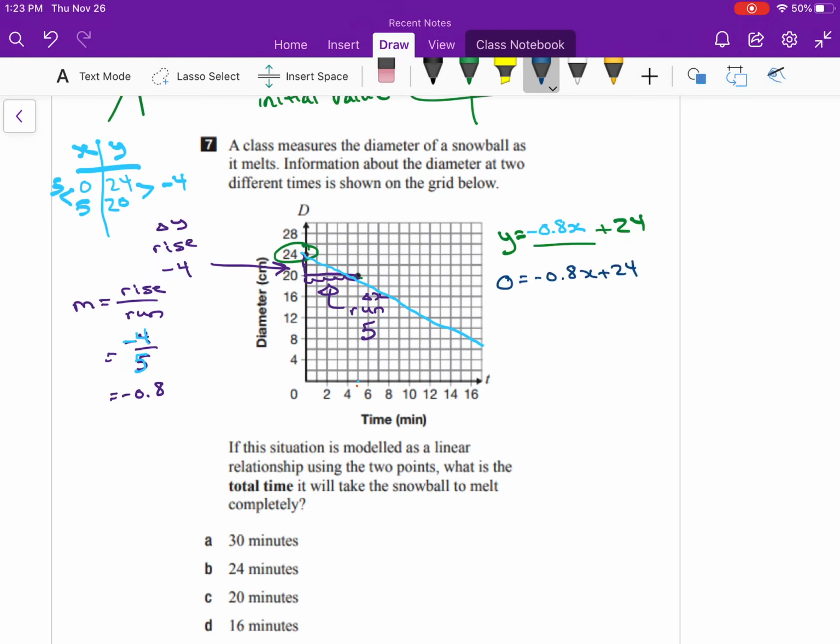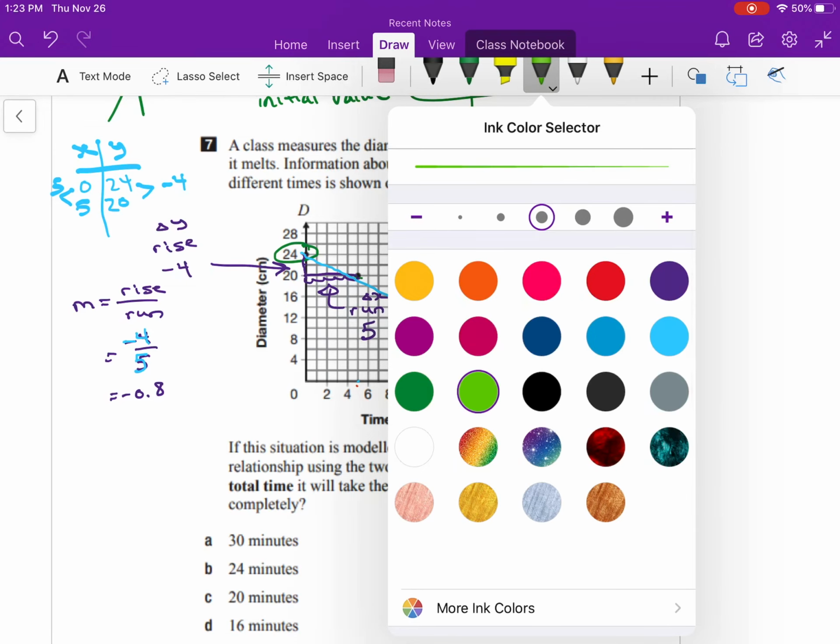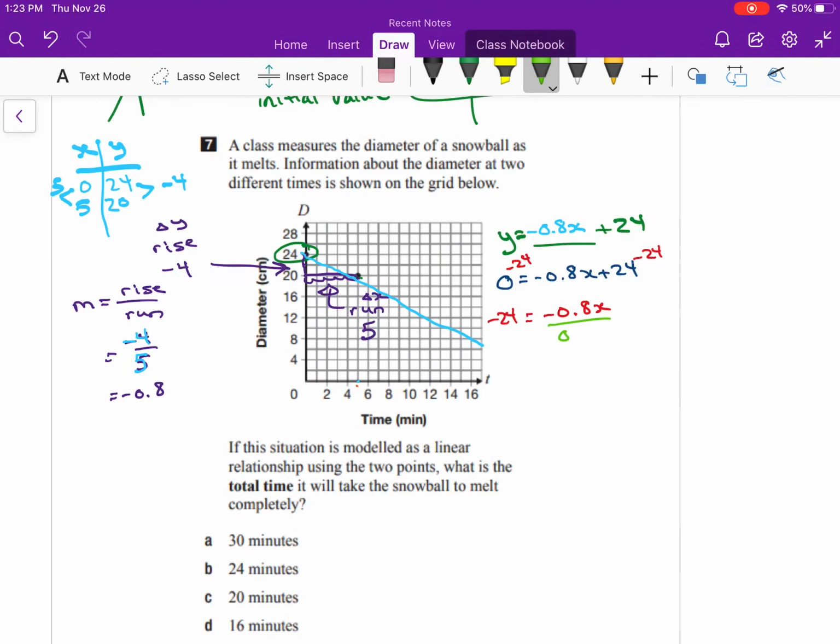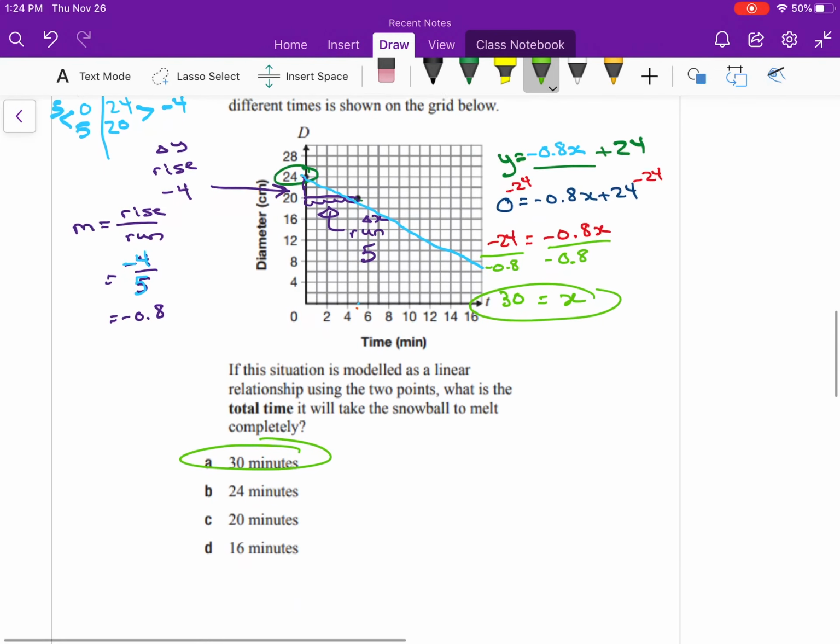And let's just solve this equation to try to get x by itself. So the first thing I'm going to do is get rid of this 24. So I'll have negative 24 equals negative 0.8x. And then to get rid of the negative 0.8, I'm going to divide that on both sides. So we have a positive number, and negative divided by negative is a positive, and 24 divided by 0.8 gives us 30. So that tells us that it will be 30 minutes. It'll take 30 minutes for it to melt completely to get a y value of 0.